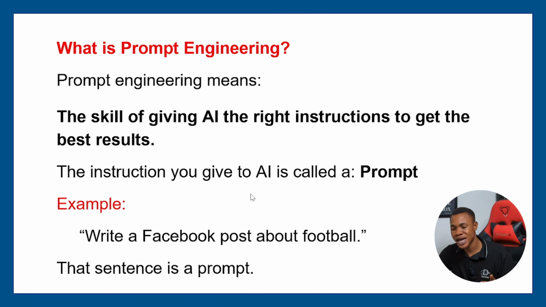So the instruction you give to AI is what we call a prompt. That instruction I give to AI, write me a birthday message for my mother, is what we call a prompt. Take note of that. For example, write a Facebook post about football. That sentence is called a prompt.